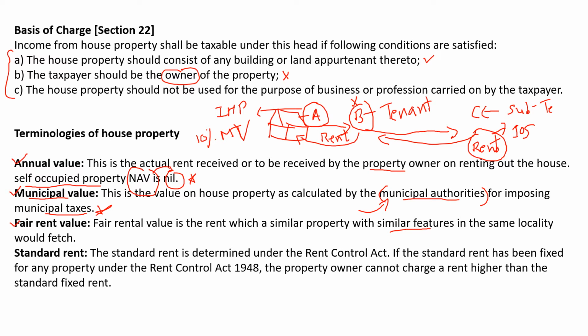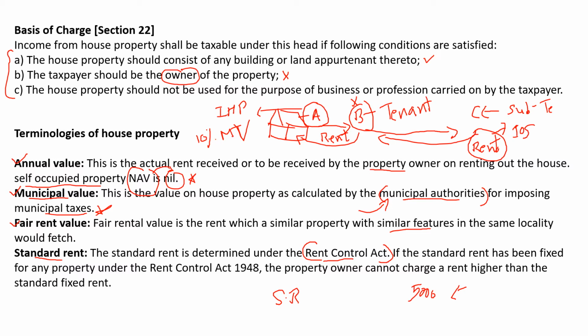Okay. Now coming to standard rent. So what is standard rent? The standard rent is determined under the Rent Control Act. See, there is an act, and under this act some standard rent has been set. This rent determined by the Rent Control Act acts as a ceiling, that means above this amount, say if it has been set as 5,000, above this 5,000 we cannot charge a rent. So the standard rent acts as a ceiling for the house property.